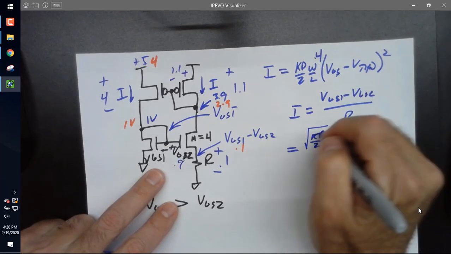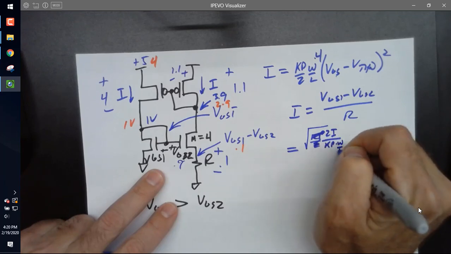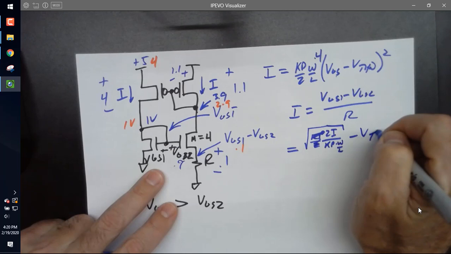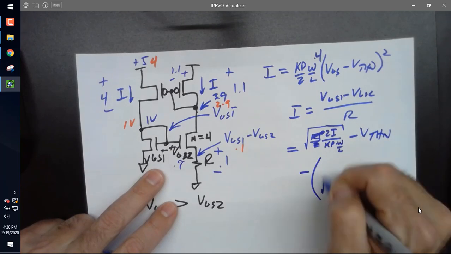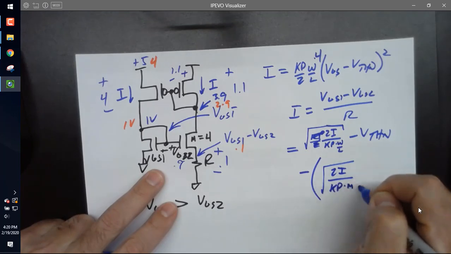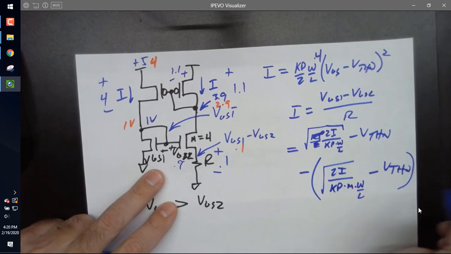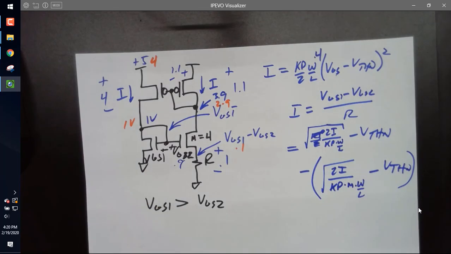is equal to the square root of 2I over KP times W over L, minus V threshold N, minus the square root of 2I over KP times M times W over L, minus V threshold N. What happens to the differences in threshold voltage? They cancel. So if I have manufacturing variances, the threshold voltage doesn't influence my current.